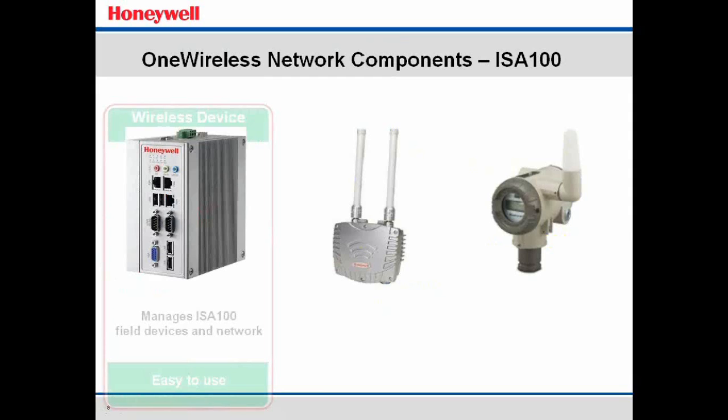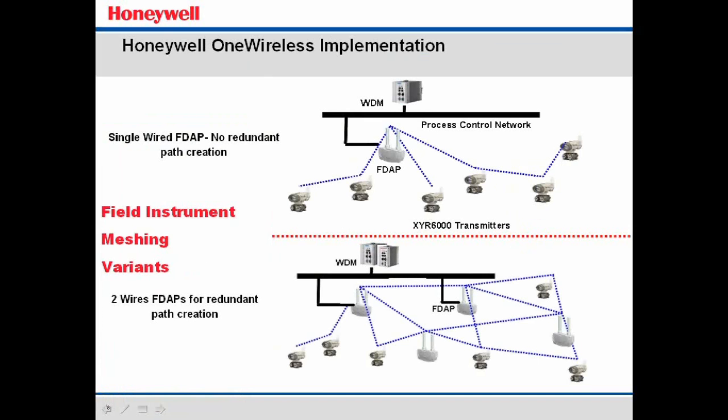And with the little example off to the left there of transmitter routing, all of the transmitters have two paths, all of the field device access points have two paths, so nowhere in the network do you have a single point of failure.